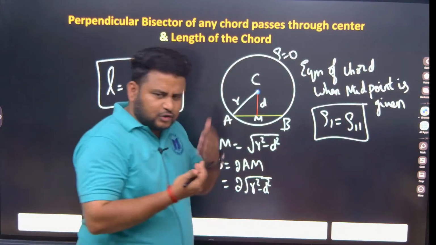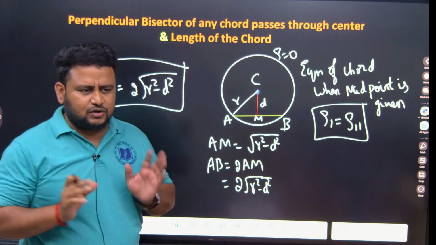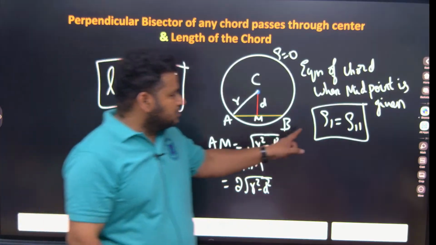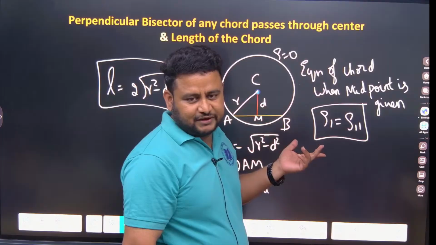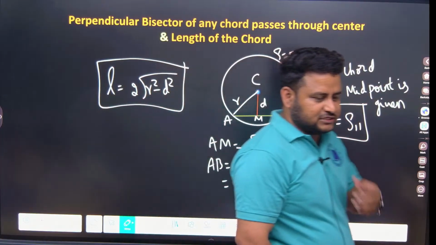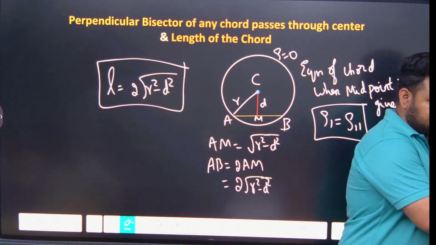Suppose there is no perpendicular bisector also, and only one midpoint is given. That time what you should do? S1 is equal to S11. This point M you should take as (x1, y1).